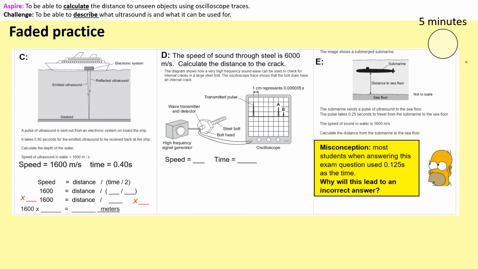Okay, I'm going to give you 5 minutes in order to try another 3 of these questions. If you can get to D, which is where you're doing it entirely on your own, and you feel totally comfortable with this, then you are absolutely at the point where I want you to be in this lesson, in that you can calculate the distance to an object using oscilloscope traces. Okay, 5 minutes. I'm going to be quiet now and let you focus and let you concentrate.